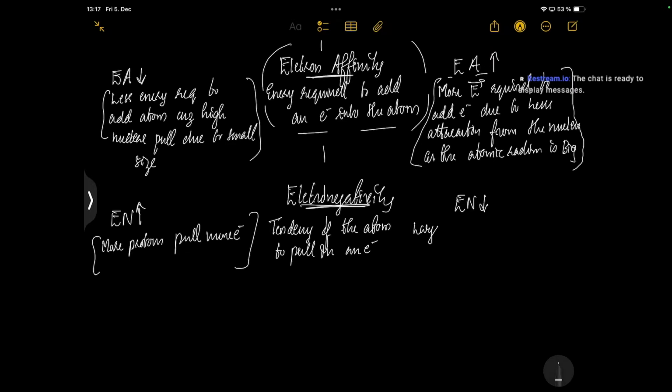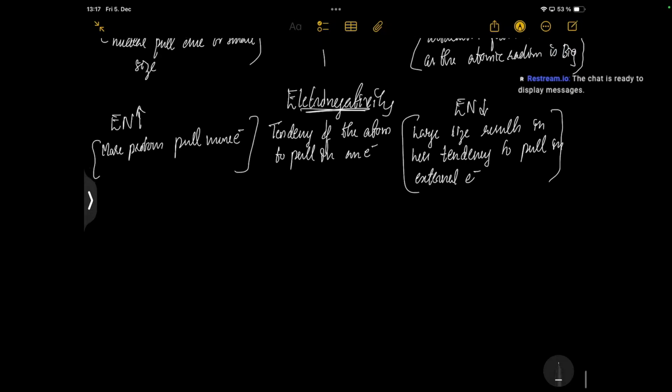Sorry. Electronegativity increases for smaller atoms as it wants to pull in, and electronegativity is lower for bigger atoms. Large size results in less tendency to pull. Forgive my vocabulary, I'm still learning, okay? Less tendency to pull in external electrons. Now I'm going to be writing the last one, or almost the last.